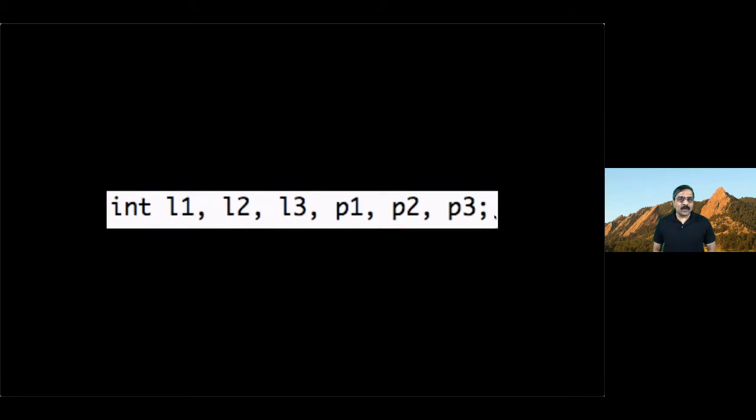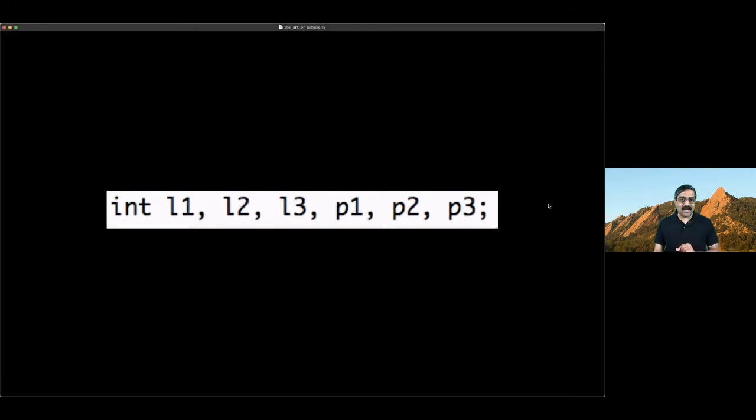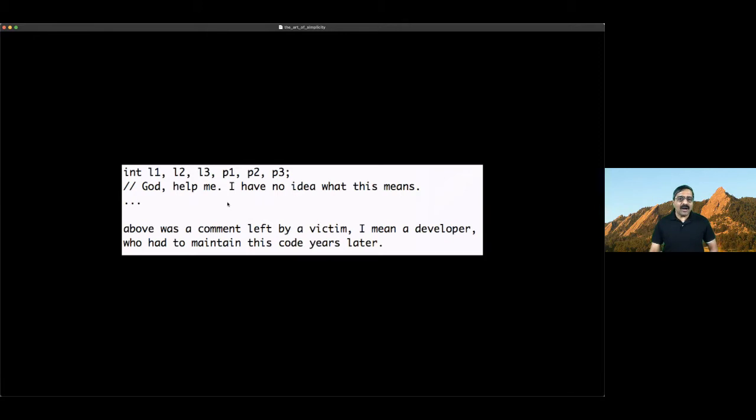So what did I take a photo of? Oh, not that line. The line I wanted to take a photo of was the line below that line. In all honesty, this is what I found. It said, God help me, I have no idea what this means. Can you imagine developers leaving a comment like that in production code because they don't have a clue what those variables mean?